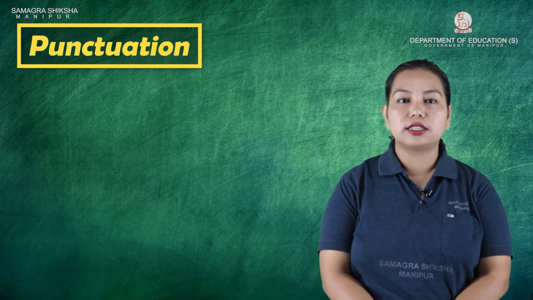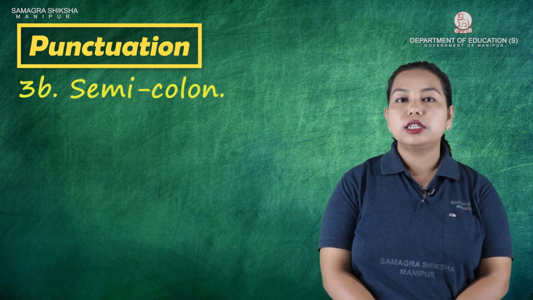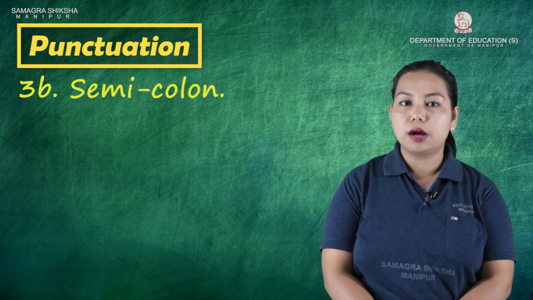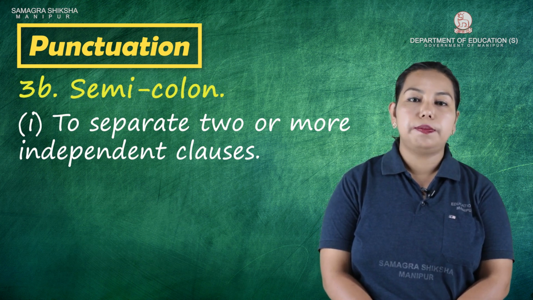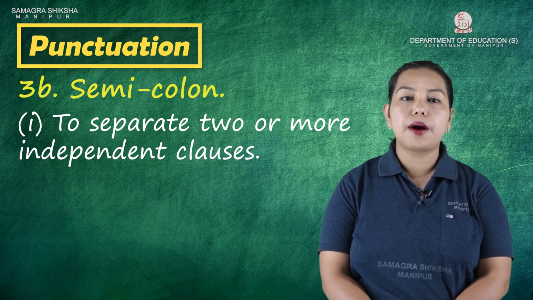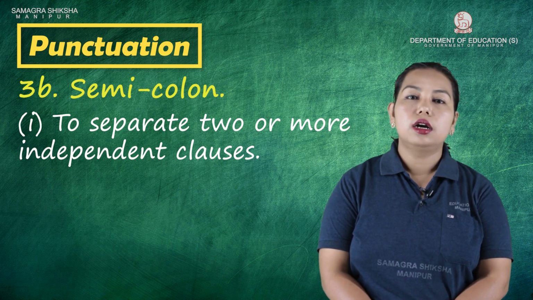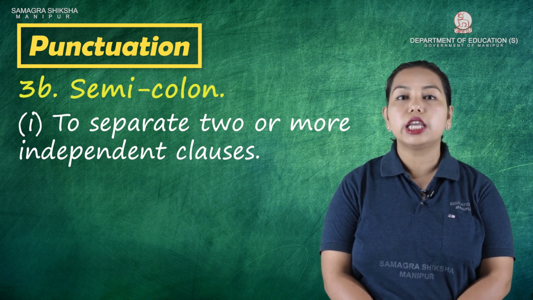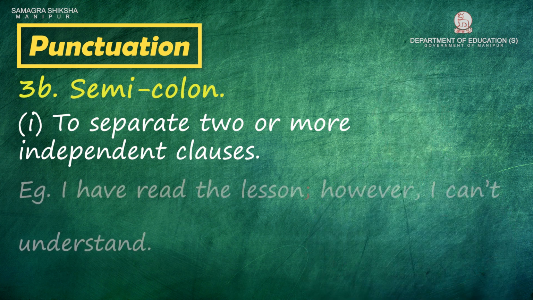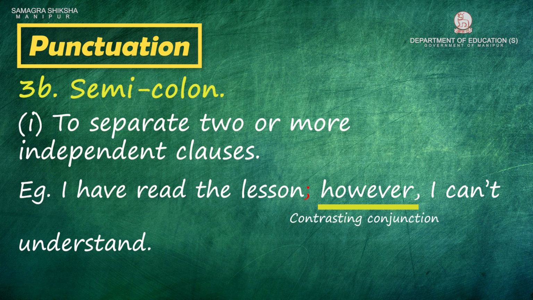Now let's move our discussion on to semicolon. Semicolon is a longer pause compared to comma. So the first use of semicolon is to separate 2 or more independent clauses, that is 2 or more compound sentences, when they are connected by certain conjunctions expressing contrast or inference. For example, in the sentence, I have read the lesson; however, I can't understand. There is a semicolon just before the contrasting conjunction, however. So this is how we use the semicolon.